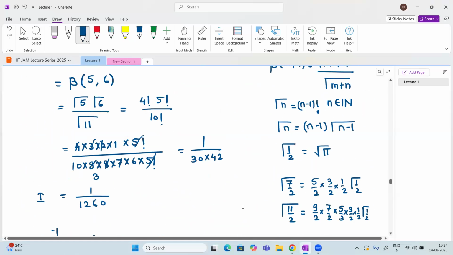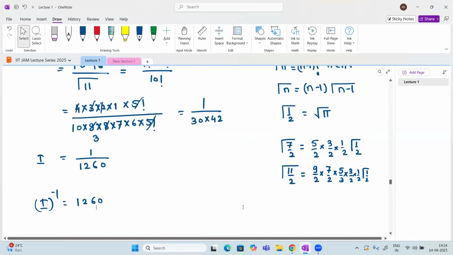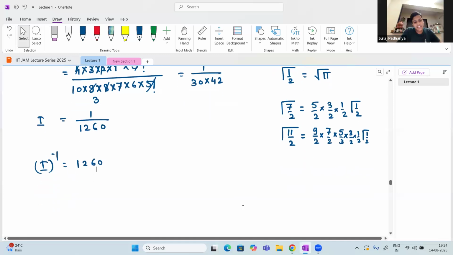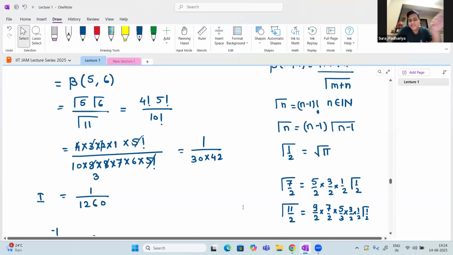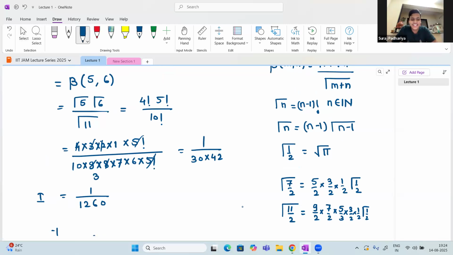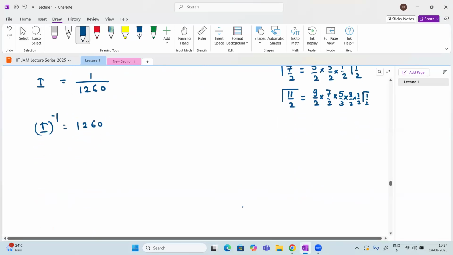Have you understood? What about the others? Sir, can you please just tell what is the gamma function and beta function? Why are we introducing such functions? Yeah, no problem.